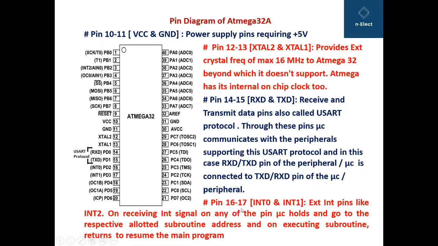Pin number 16 and 17, which are INT0 and INT1, are the external interrupt pins, like INT2, which we have seen in pin number 3. On receiving an interrupt signal on any of the pins, the microcontroller holds and goes to the respective allotted subroutine address. A specific subroutine address is allotted to each interrupt pin, and on executing the subroutine, it returns to resume the main program.